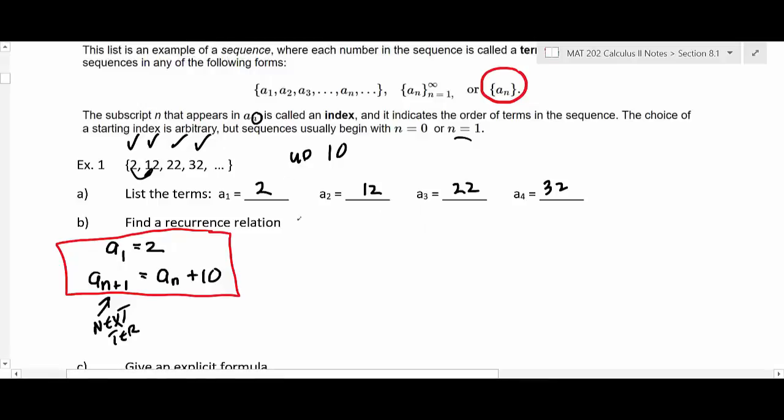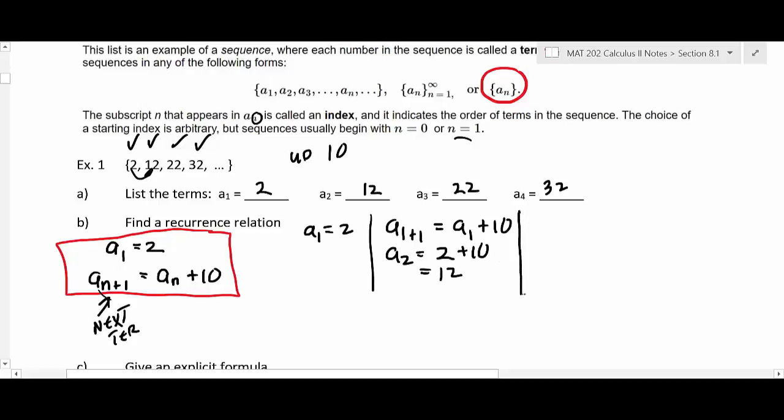So basically, a1 is 2, we know that. But now when you go to this second formula, you're doing a of 1 plus 1 is equal to a of 1 plus 10. What does that give you? That gives you a of 2 equals a of 1, but a of 1 is 2, and 2 plus 10 is 12. So you're relating that to the previous term. I'm going to do that one more time to get you comfortable with the notation. Now we go to a of 2 plus 1, which is ultimately going to give you a of 3, right?